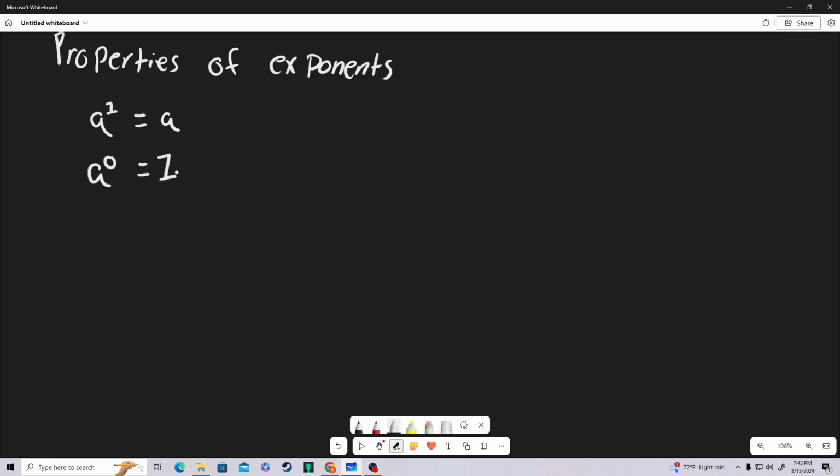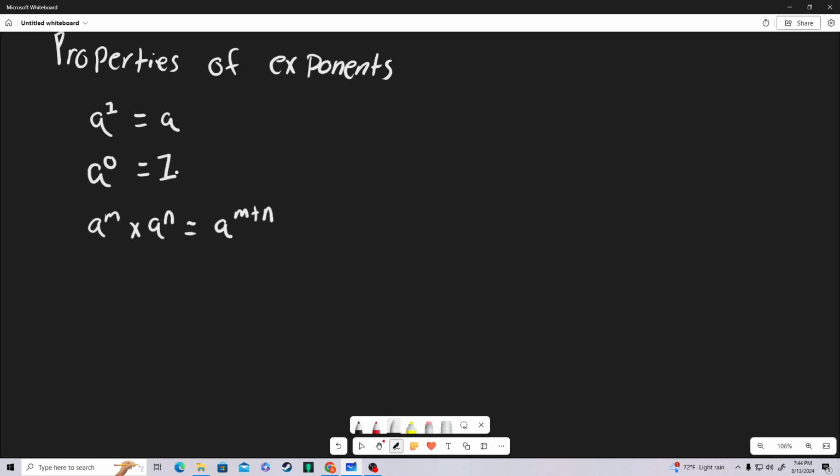Okay, so another property of exponents that I want to talk about is a to the m times a to the n is the same thing as a to the m plus n.